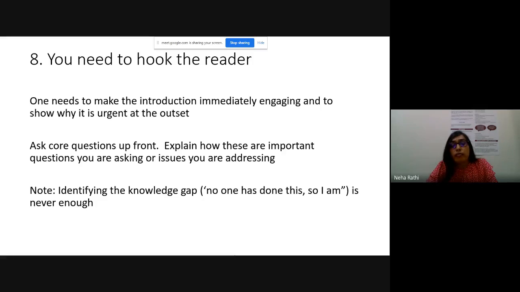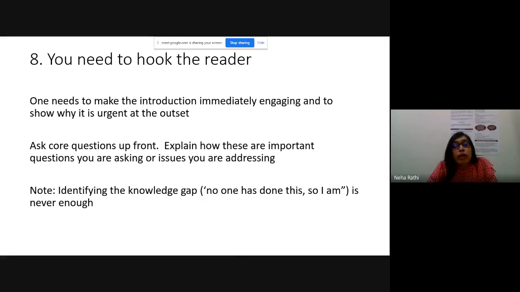Note, this is very important. Identifying the knowledge gap. "No one has done this, so I am" is never enough. This is a very common practice followed by most of the students. Perhaps I also had this mindset. Okay, if nobody has done it, so I will do it. Fine, very good, that's very good. Of course, research has to be novel. But is that research relevant to the society? What benefits is it going to do?